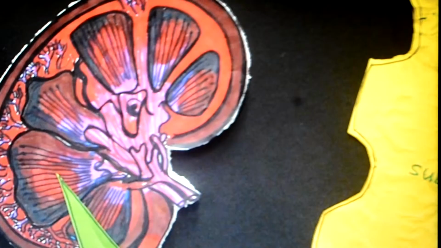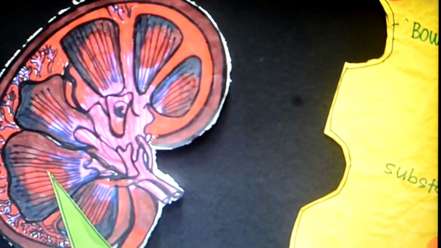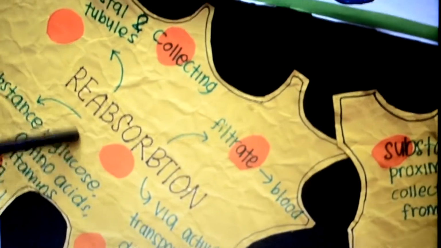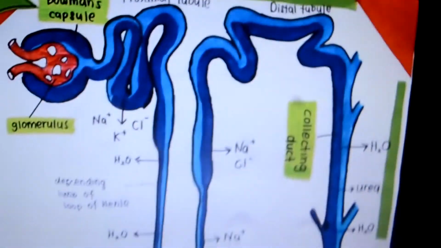There are three main processes in urine formation. First, ultrafiltration. Second, reabsorption. Third, secretion. The first process is the ultrafiltration of blood that takes place at Bowman's capsule.